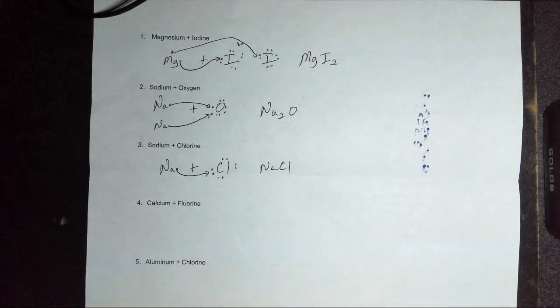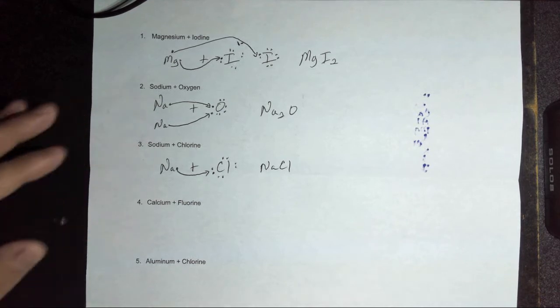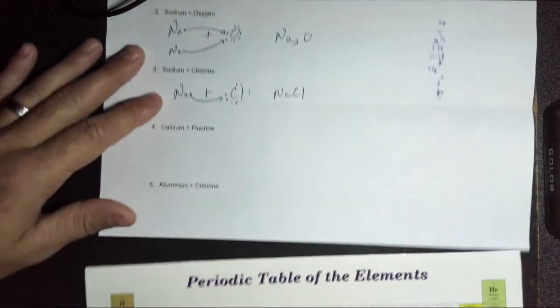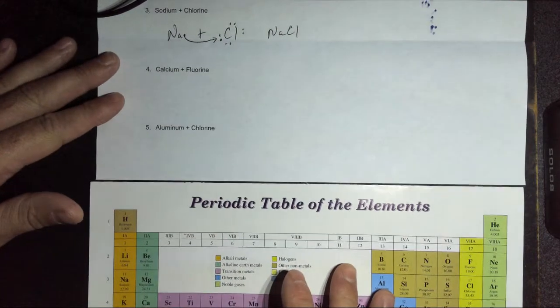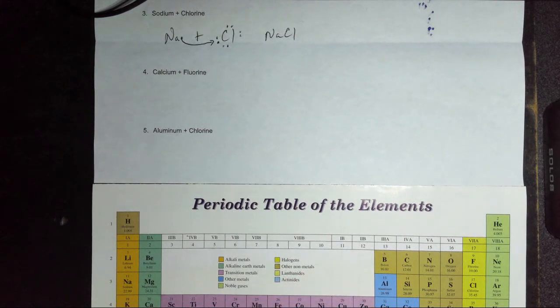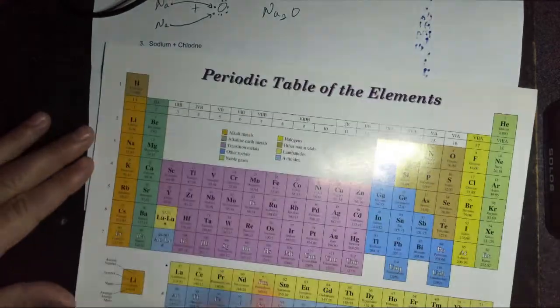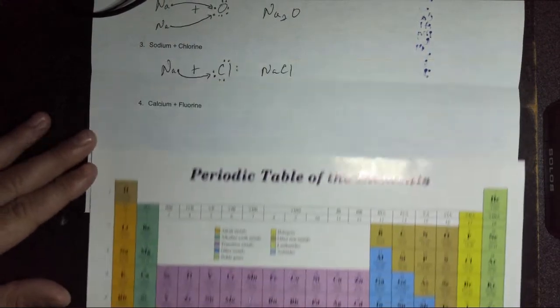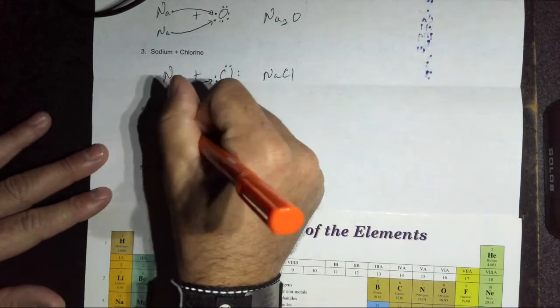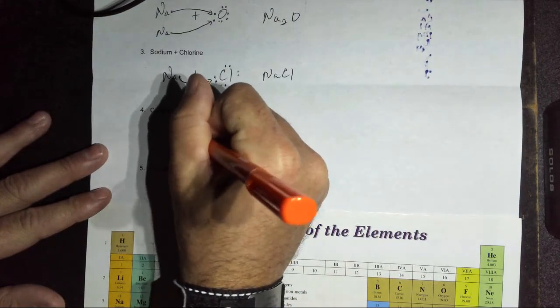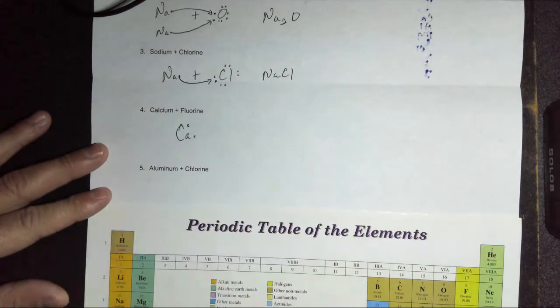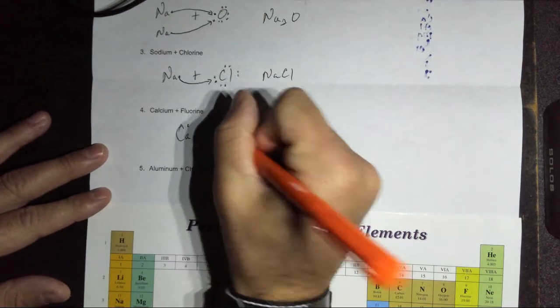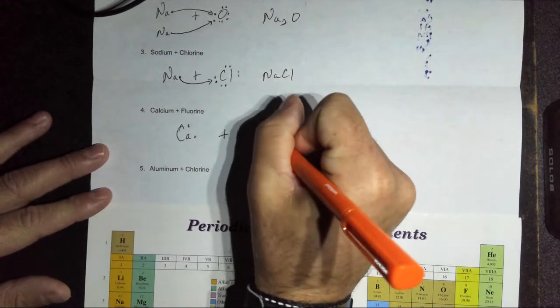So let's do the last two a little bit simpler way. It's going to be called the swap and drop method. So we got calcium and fluoride, or fluorine. It's going to make calcium fluoride. So if we look on the periodic table, calcium is the alkali metal. It's in group 2, so that means it's going to have 2 valence electrons. So we're going to do Ca, 1, 2. So we're going to do that. Okay, and then we're going to do fluorine, which we know has 7.